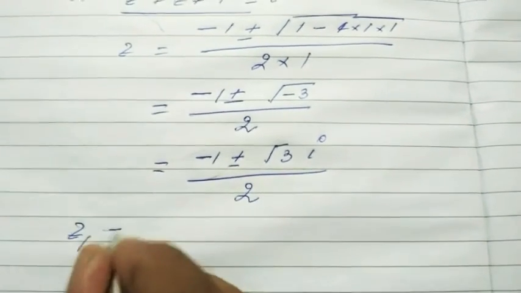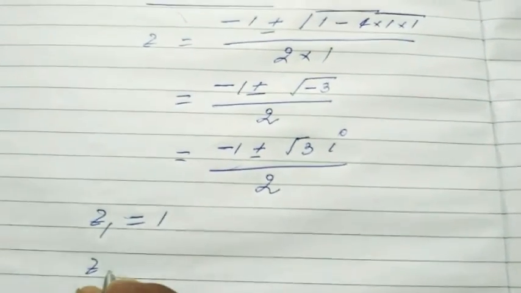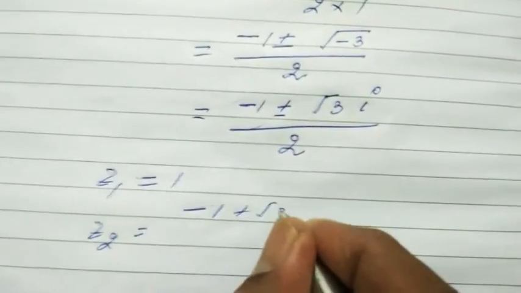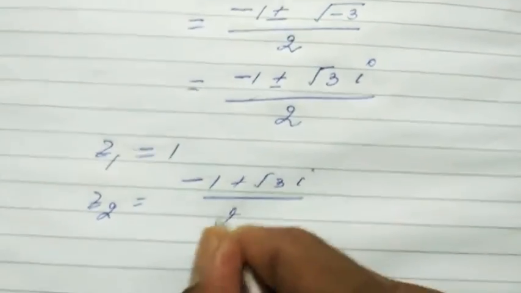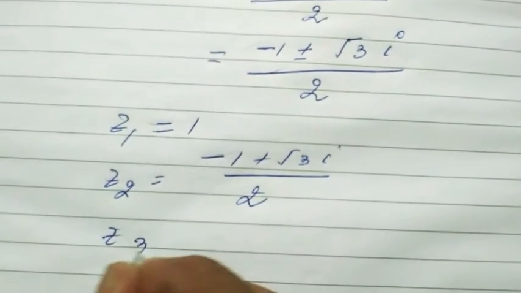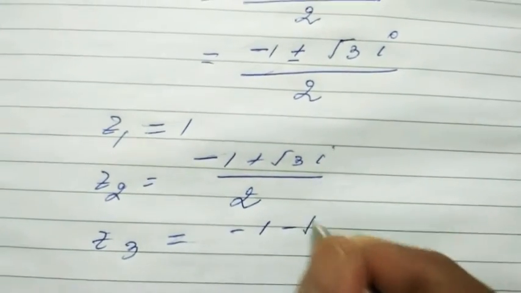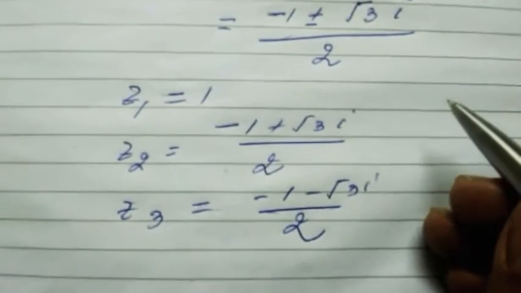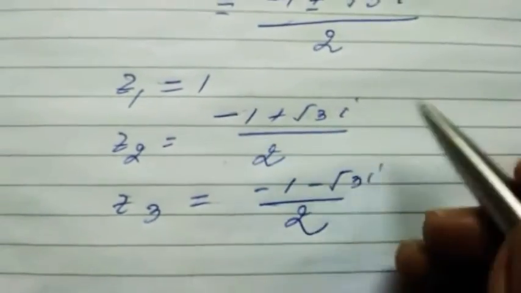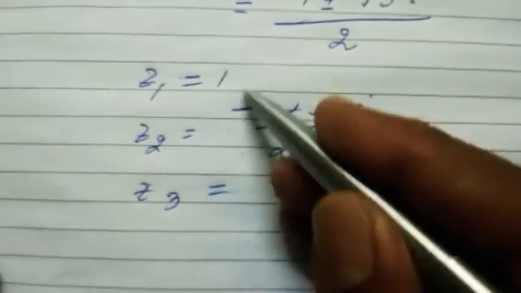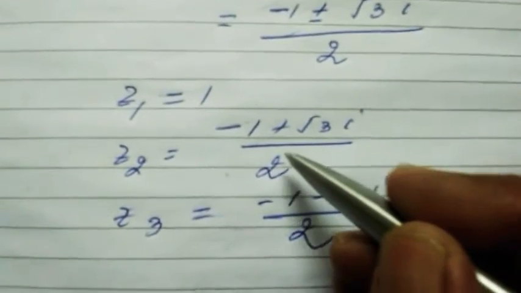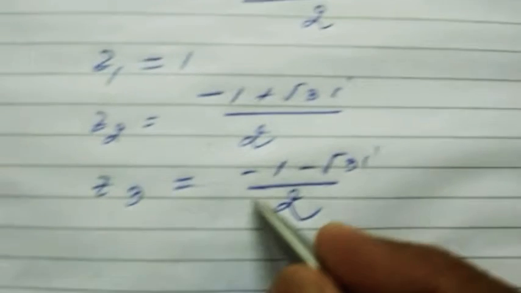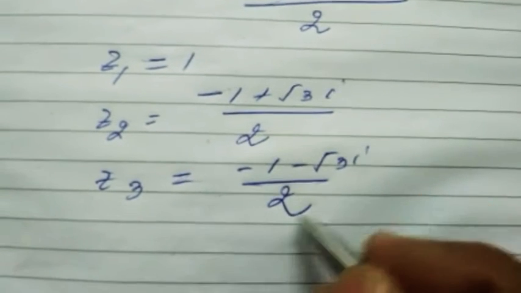So we got three values for z. One of the z is 1, the other z is minus 1 plus root 3 iota by 2, and z3 is equal to minus 1 minus root 3 iota by 2. So we got the three roots: Z1 is equal to 1, Z2 is equal to minus 1 plus root 3 iota by 2, and Z3 is equal to minus 1 minus root 3 iota by 2.